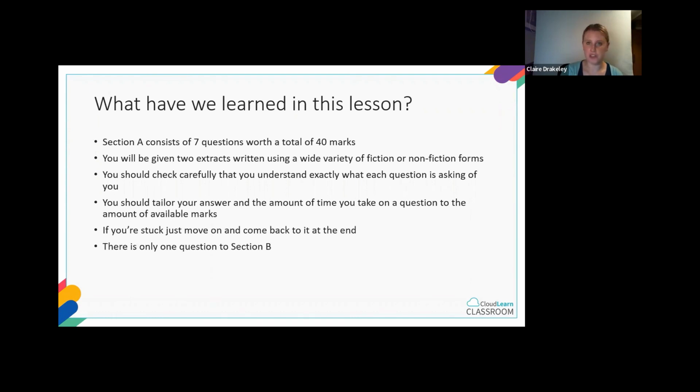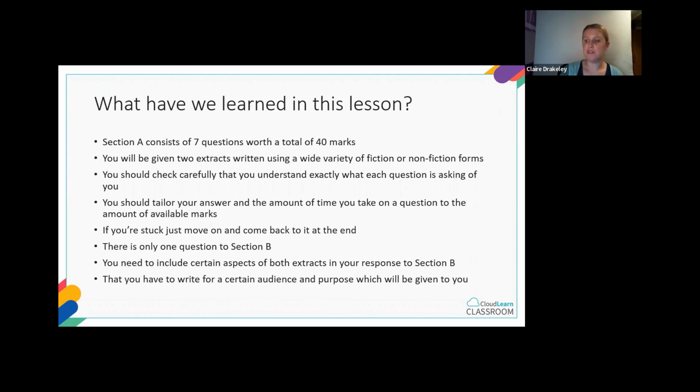There is only one question to section B, and you need to include certain aspects of both extracts in your response to section B, and that you have to write for a certain audience and purpose, which will be given to you. There's that audience and purpose again. If you are wondering why I keep mentioning audience and purpose, go back to lesson 1. It's in the forum, our recording of lesson 1, or go back to unit 1, because we started this off on audience and purpose, because it really is the key to all of this.